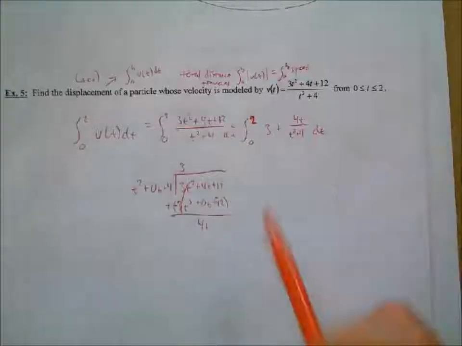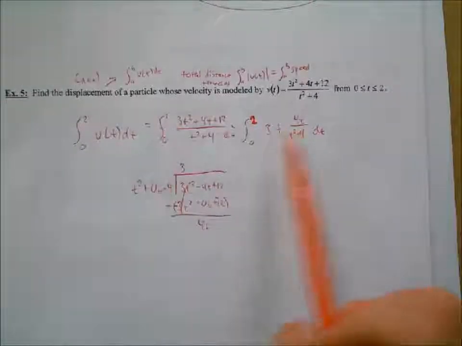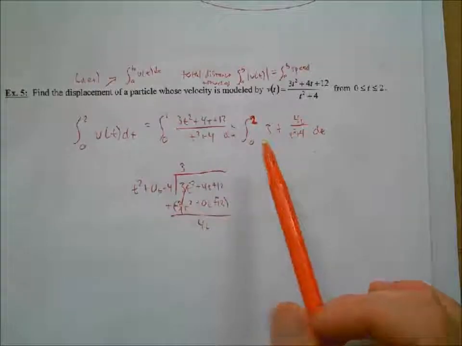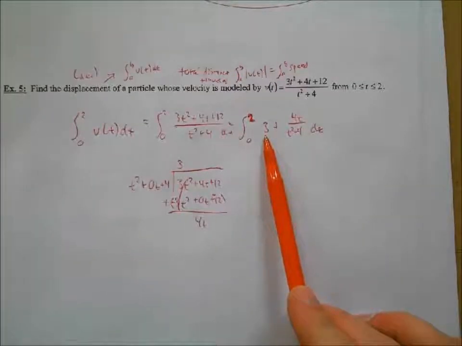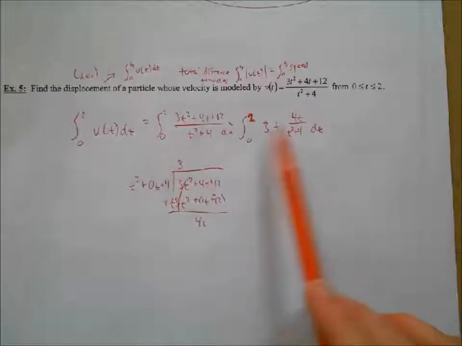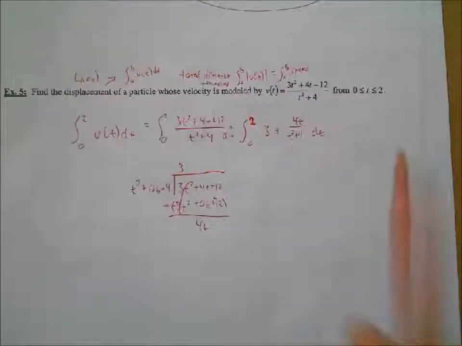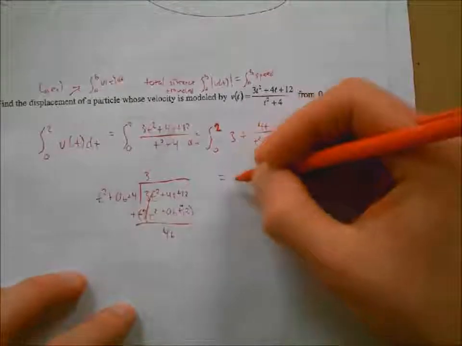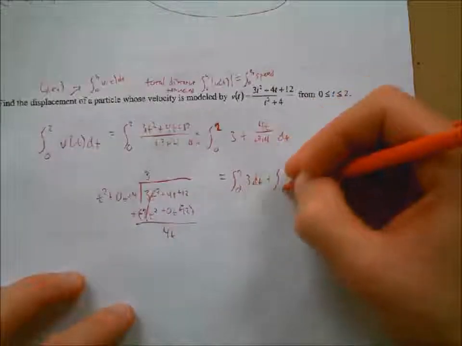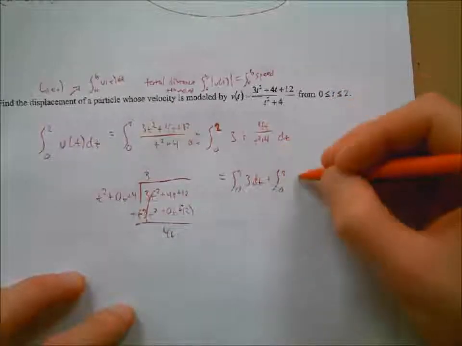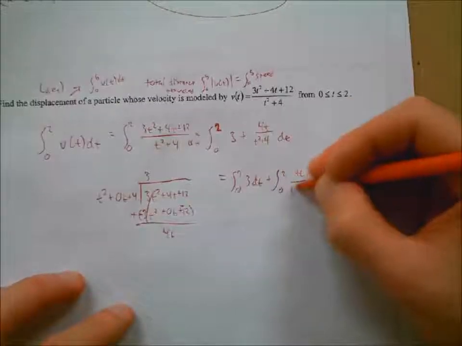Okay, now, to integrate this thing, I'm not going to do it because we're running out of time and I want to make sure I get to the back page here. Integral of 3, easy enough, right? It's 3t. So we're going to break up this integral, make it 0 to 2 of 3 dt, plus the integral from 0 to 2 of 4t over t squared plus 4 dt.